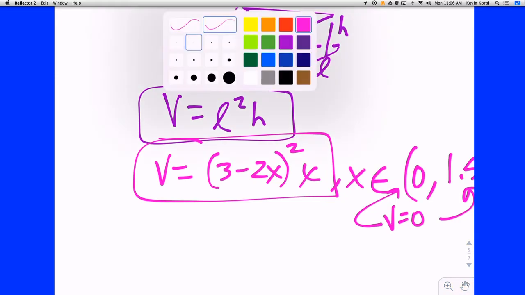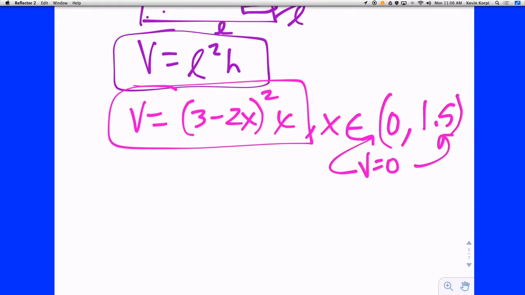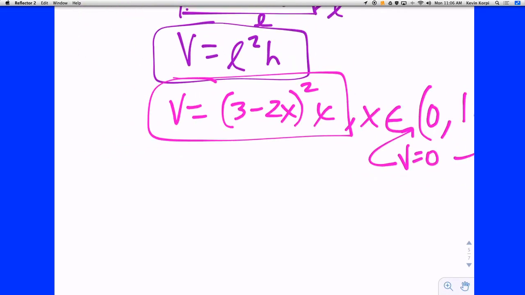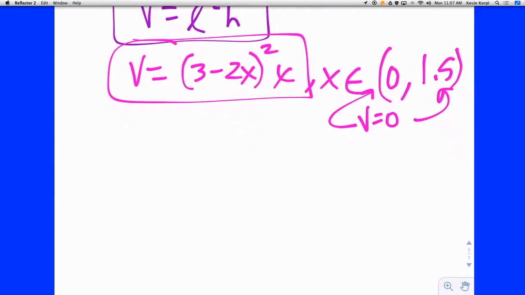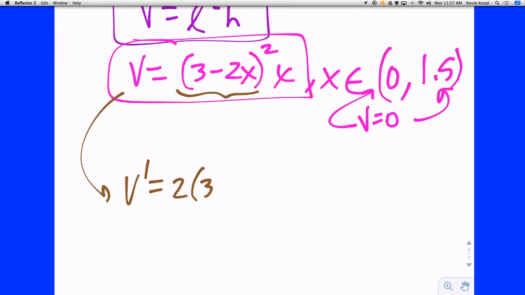Makes sense, I guess. I need to find the critical values. You want to use the product rule, or do you want to expand it all out and use the power rule? I need the critical values. Let's use the product rule, huh? Here we go, V prime. The first factor is the chain rule, actually, first, right? 2 times 3 minus 2x to the first, times the chain rule, a negative 2, times x goes along for the ride.